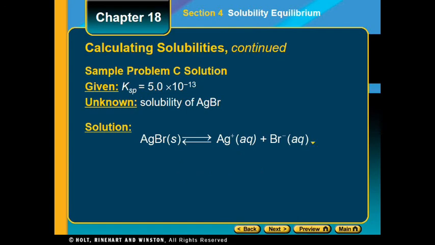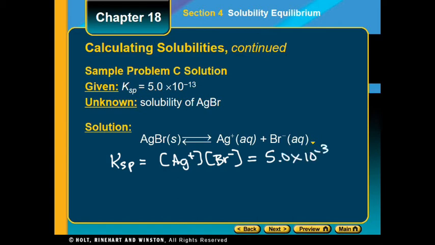And if I look at my KSP value, which I will just write out ourselves, KSP is equal to the Ag ion times the bromide ion, which equals 5 times 10 to the negative 13th. Because these are 1 to 1, you could place x's in there for each of those. That could be x, that could be x. So we end up with x squared is equal to 5 times 10 to the negative 3.